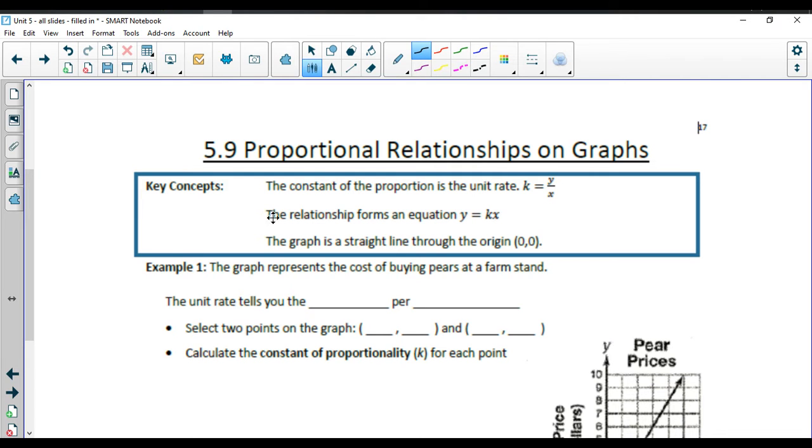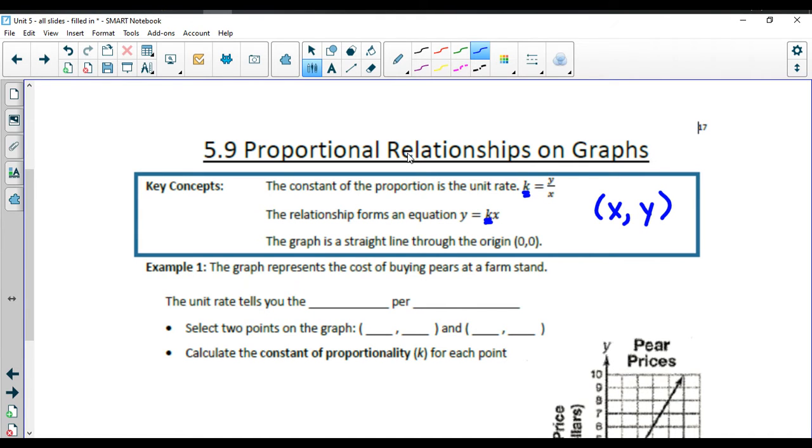What we talked about in the last lesson, the constant of proportionality is our unit rate. We call that k, and we get that by doing y divided by x. The relationship forms the equation y equals kx. And today we're going to put this onto a graph. So a thing to remember is that when we plot an ordered pair, it's in the order x comma y. We're going to need to know that because that'll allow us to find k values.